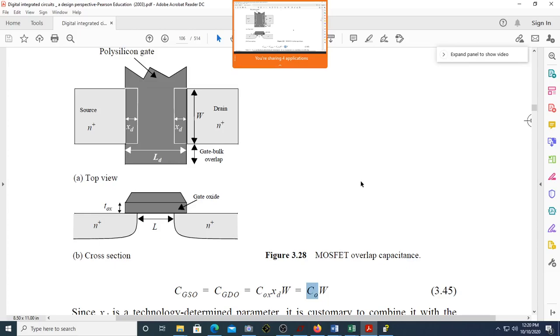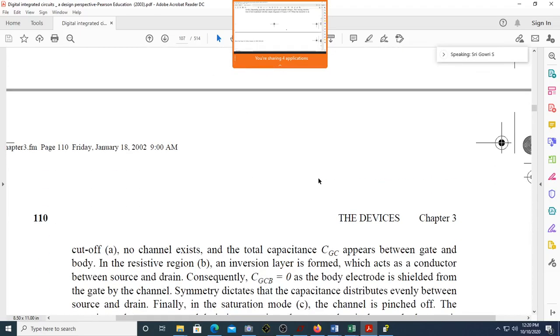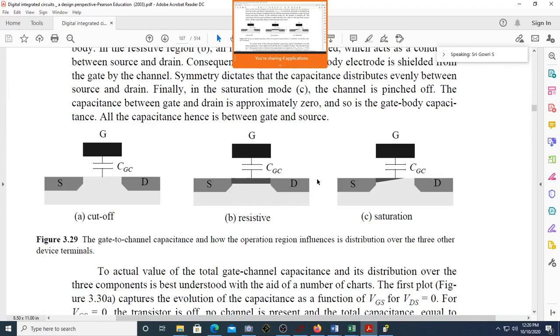It is capacitance per meter, so of course per channel width. Okay, fine. Now just have a look at this. What is this? Gate and the channel. CGC stands for capacitance between gate and channel during cutoff region, during resistive region, during saturation region. Would you be able to understand these three diagrams?